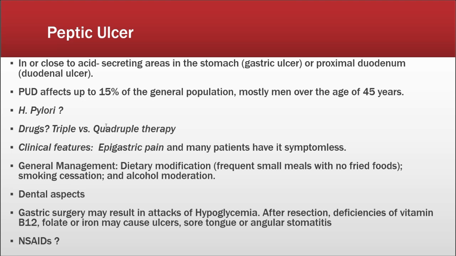Now, these patients, because they cannot take good amounts of food, may have low B12, low folic acid, and low iron, and sometimes these patients might have gastric surgery. So they can result in hypoglycemia. So we need to be careful of all of these. These patients can have angular stomatitis or sore throats.